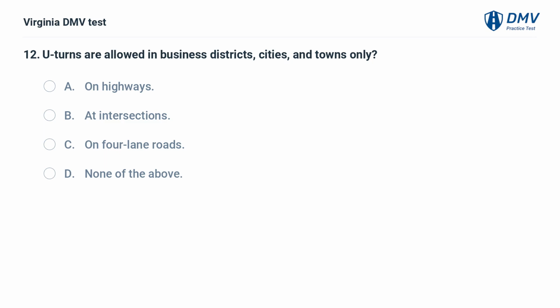U-turns are allowed in business districts, cities, and towns only. A. On highways. B. At intersections. C. On four-lane roads. D. None of the above.